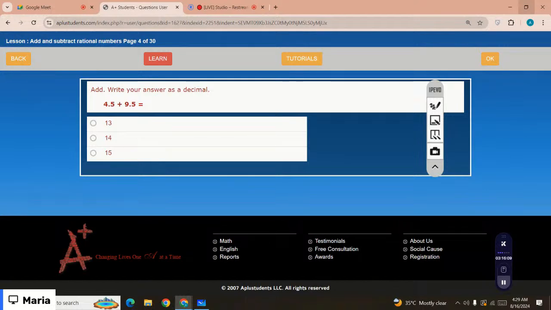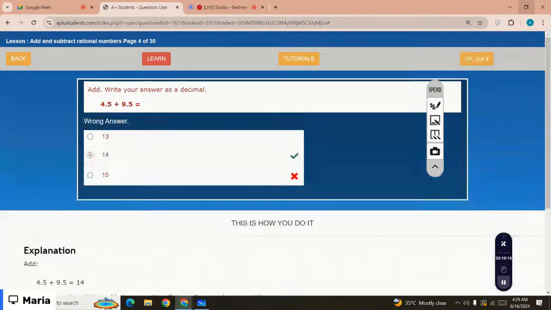The correct option is 14. Option number 3 is the correct option, right? 14? Yes, 14 it is, sorry. Not 15. Option number 2 is the correct option. That is just a mistake.